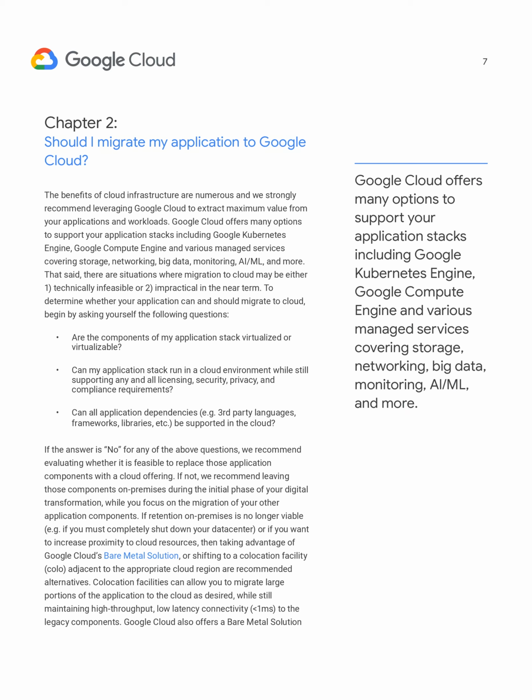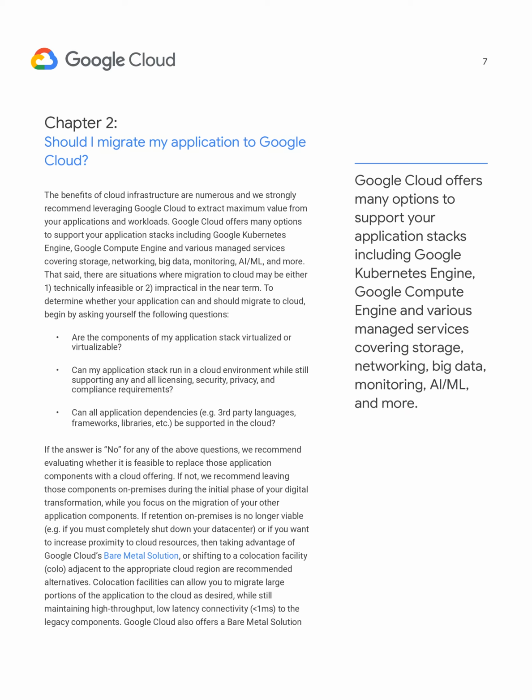If not, we recommend leaving those components on premises during the initial phase of your digital transformation, while you focus on the migration of your other application components. If retention on premises is no longer viable, for example, if you must completely shut down your data center, or if you want to increase proximity to cloud resources, then taking advantage of Google Cloud's bare metal solution, or shifting to a colocation facility (colo) adjacent to the appropriate cloud region are recommended alternatives.